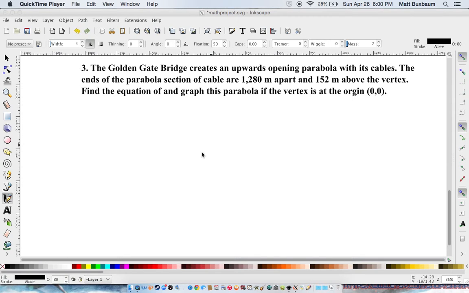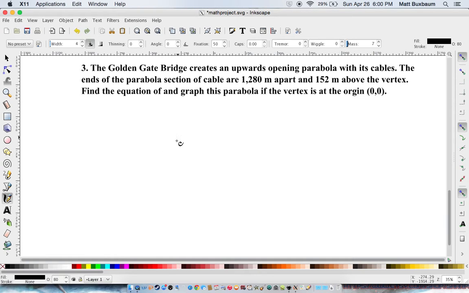Okay, here's our last and hardest problem. We were going with a parabola equation word problem. The Golden Gate Bridge creates an upwards opening parabola with its cables. The ends of the parabola section of cable are 1,280 meters apart and 152 meters above the vertex. Find the equation of and graph this parabola if the vertex is at the origin 0, 0.